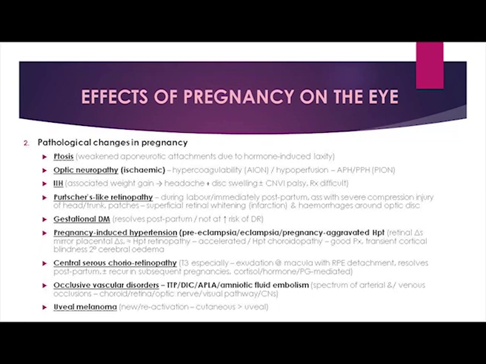And then occlusive vascular disorders, and these tend to occur in conditions like TTP, and if there's DIC or antiphospholipid antibody syndromes or embolisms. And it's a whole spectrum of arterial or venous occlusions, and they can occur anywhere from the retina all the way back to the brain, and obviously also affecting the cranial nerves or the ocular motor nerves.